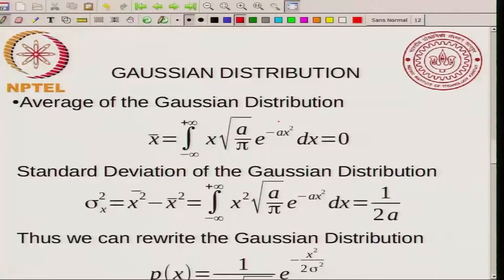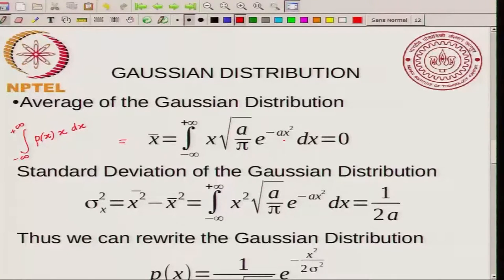Okay. So, let's ask the question, what is the average of the Gaussian distribution? To calculate the average, you write the average as the integral of p of x times x dx from minus infinity to plus infinity. If you did not have this x, then this integral would have been 1. But now, with an x, you get the average value of x. You can immediately see that since x is an odd function and p of x is an even function of x, and you are integrating from minus infinity to infinity, this value will give you 0.